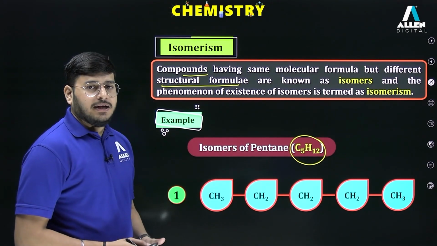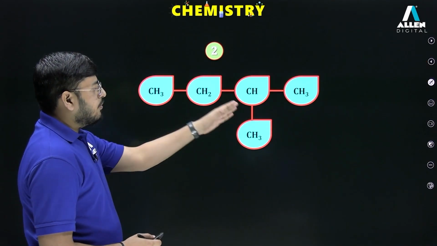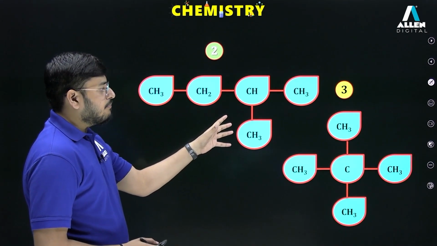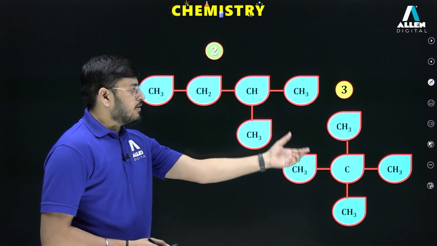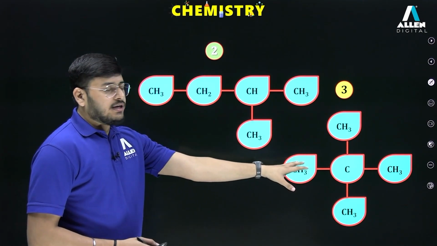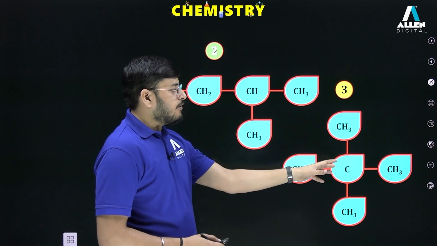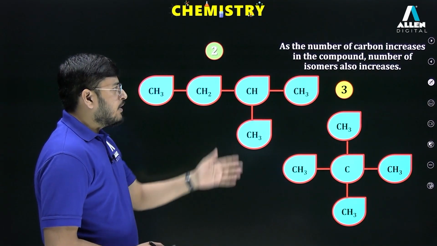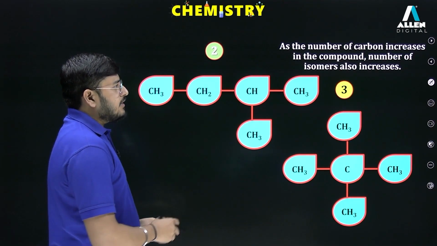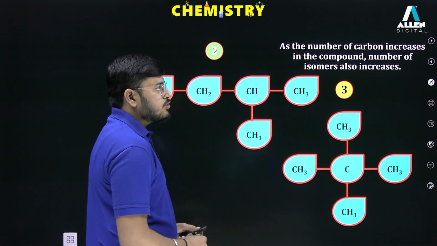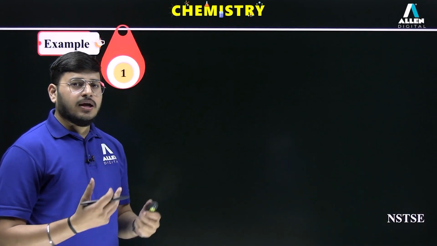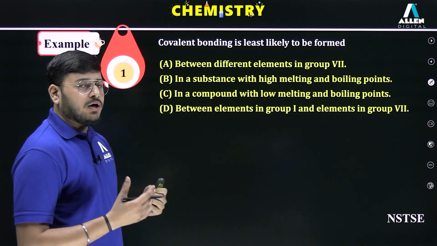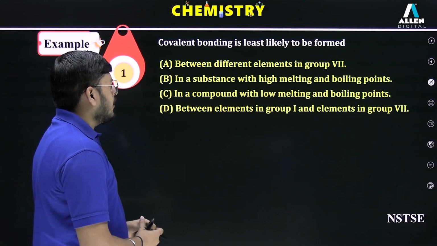The name is pentane, but over here, students, a branch is being created. Now the formula is the same, but the name is different. This compound also has the formula C5H12, but the name is different. So as the number of carbons in the compound increases, the number of isomers also increases. Now it's time for some questions, students. Let's see what you have understood from the lecture.